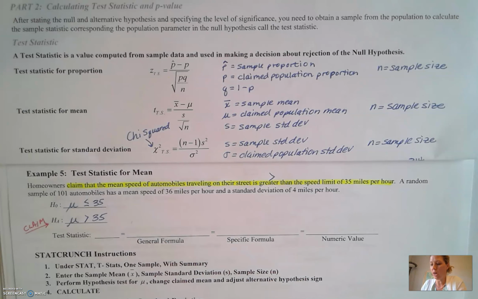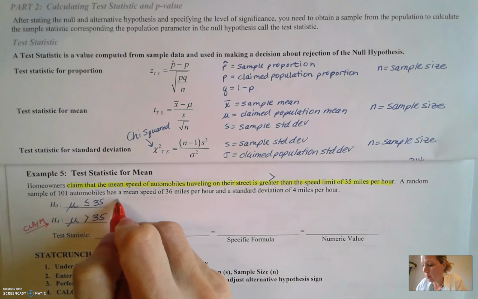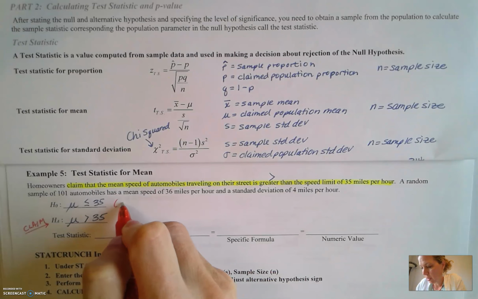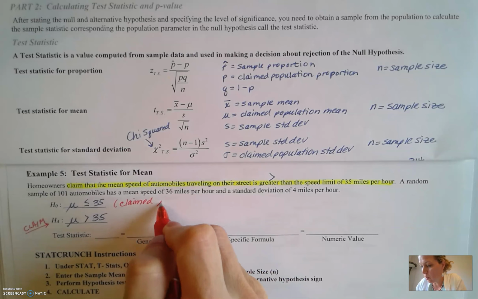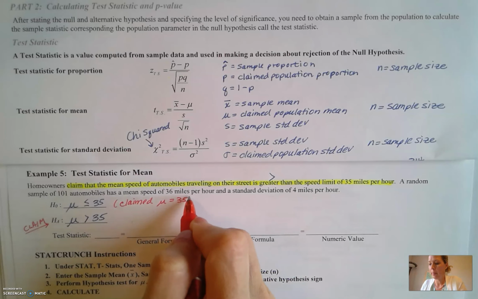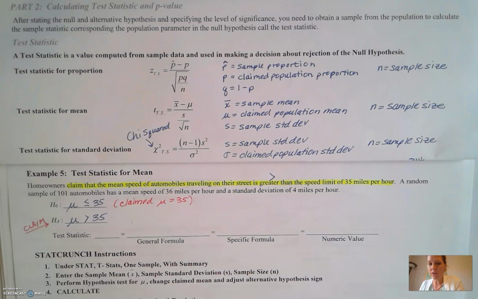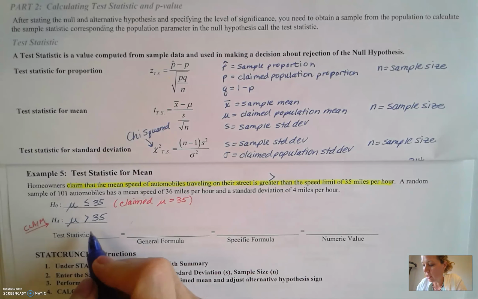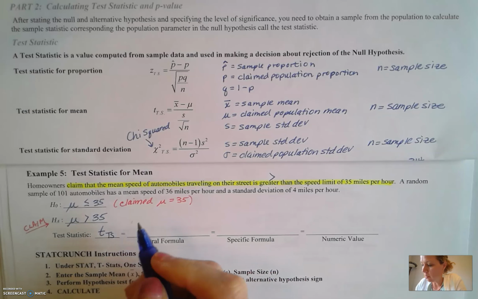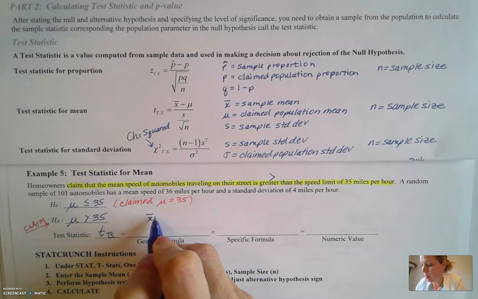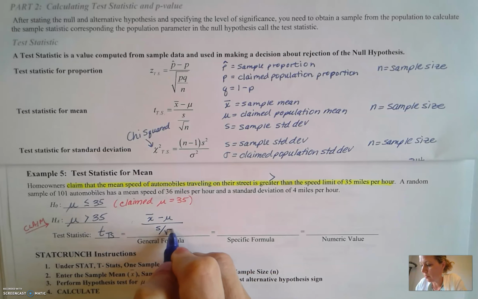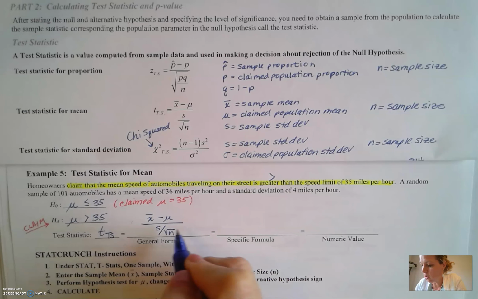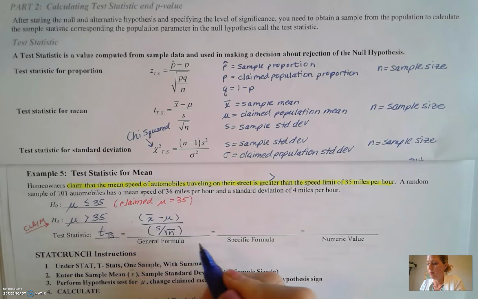And we're going to use that underlying assumption that the claimed population mean is going to equal 35. To calculate our test statistic, we're going to use the formula from above. For the test statistic for a mean, we're going to use a t-test statistic, and it's going to be the sample mean x bar minus the population or claimed mean mu, all over s divided by square root of n. I'm going to go ahead and put parentheses around the numerator and parentheses around the denominator here.